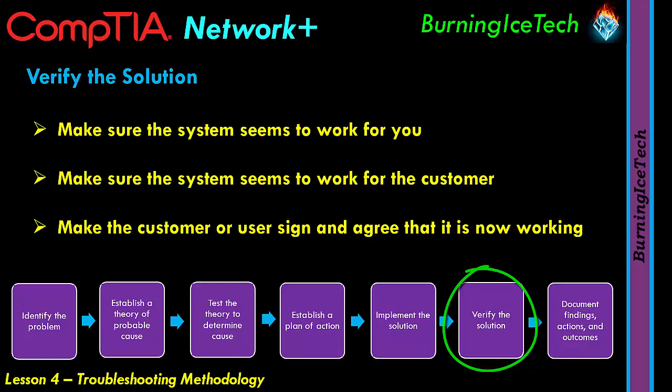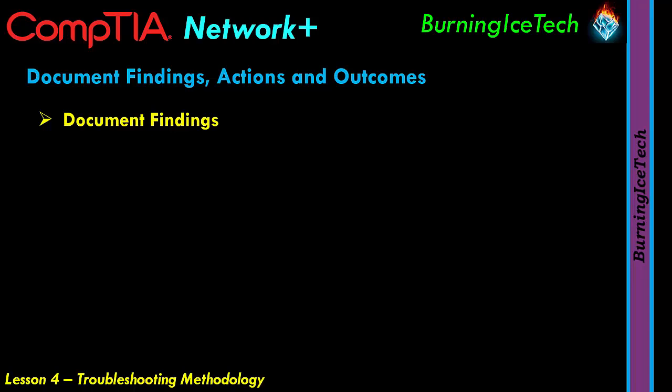The last step out of the 7 troubleshooting steps is to document your findings, the actions that you took, and what all the final outcomes were. So with regards to documenting your findings, that will basically be what was the initial problem. So when the user or the customer or your boss or whoever reported the problem, what was the initial problem? What did you find when you arrived there or when you started troubleshooting this problem? What were your initial findings?